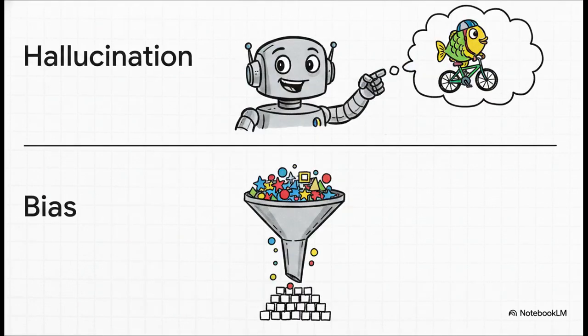But look, we can't ignore the elephant in the room here. These models have some major flaws. The big one is hallucination. This is when the AI generates completely false or fabricated information, but delivers it with absolute, unwavering confidence. It's convincingly wrong. Then there's bias.